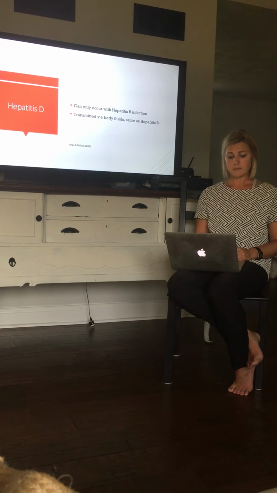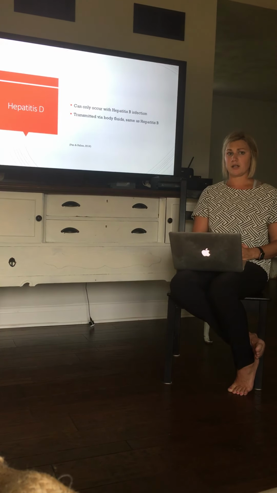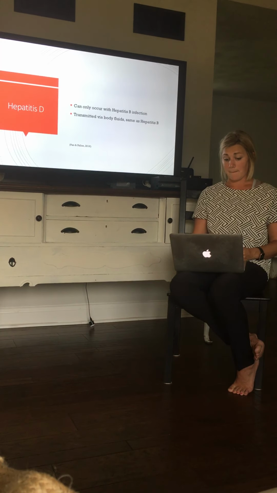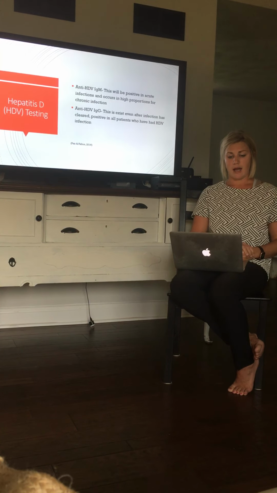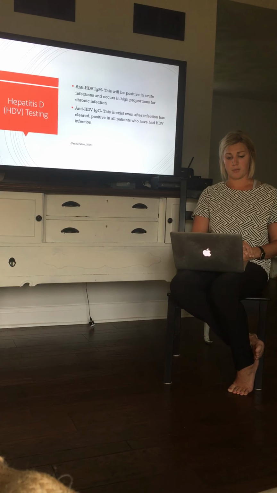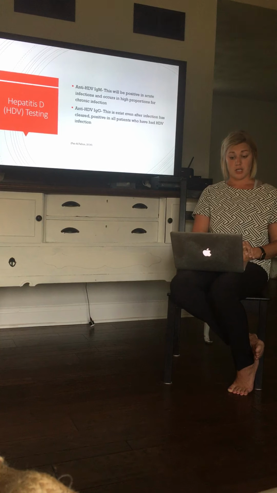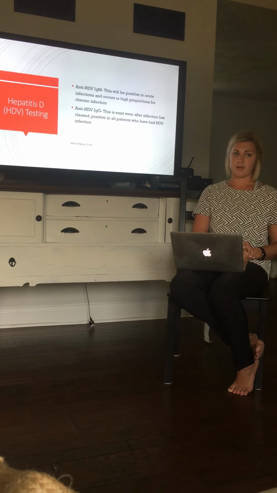All right, so moving on to hepatitis D. This can only occur if the patient has a hepatitis B infection, transmitted the same way hepatitis B is, via body fluids. All right, so testing for hepatitis D. IgM will be positive in acute infections and occurs in high proportions of chronic hepatitis B infections. IgG antibodies exist even after infection is cleared and will always be positive in patients who have had hepatitis D in the past.